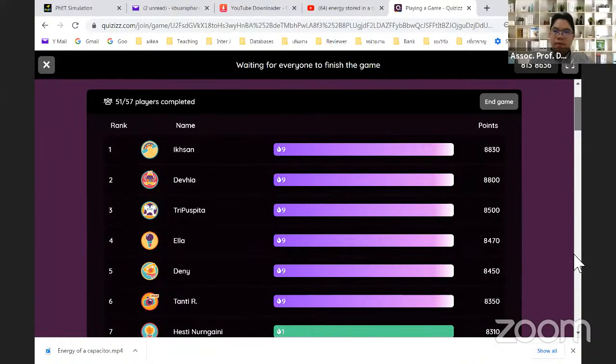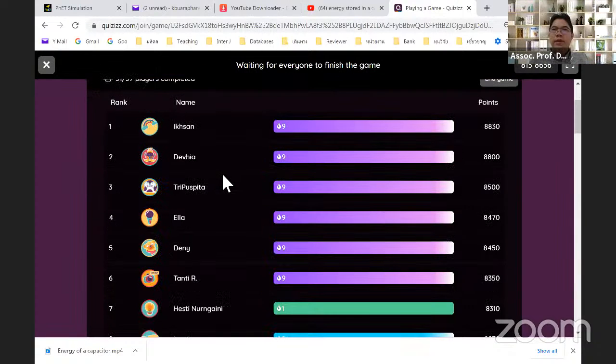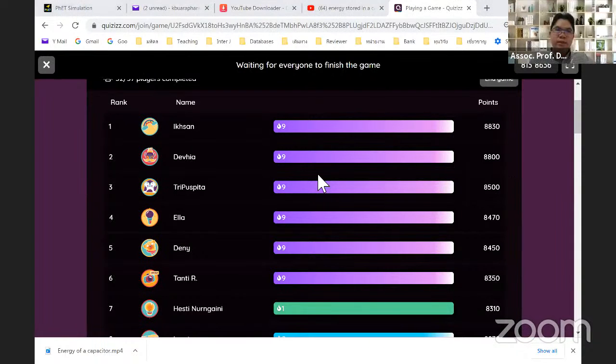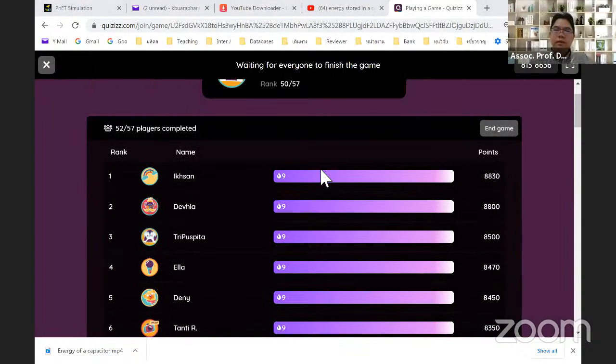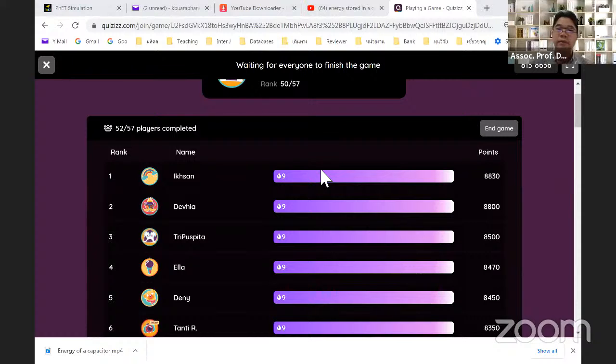Two persons get the double bonus, Iksan and Tripuspita. Laifa, please note it in the chat as well, so you will not forget the names of the students. And at the end of the lecture today, I will give you the knowledge sheets to further study in detail. Congratulations to Iksan, Dev here, and Tripuspita.